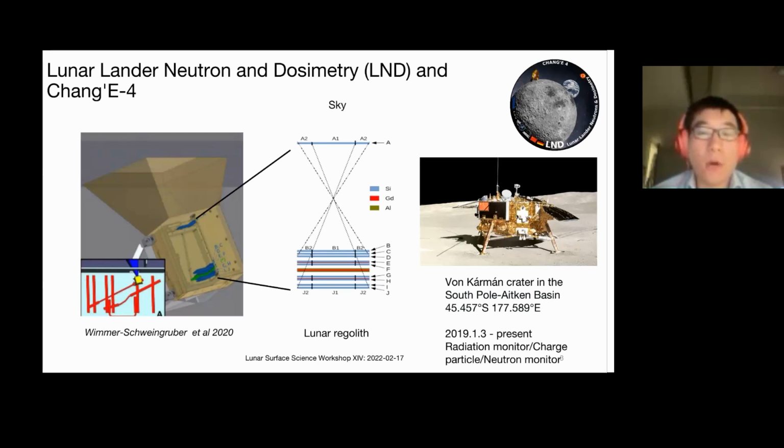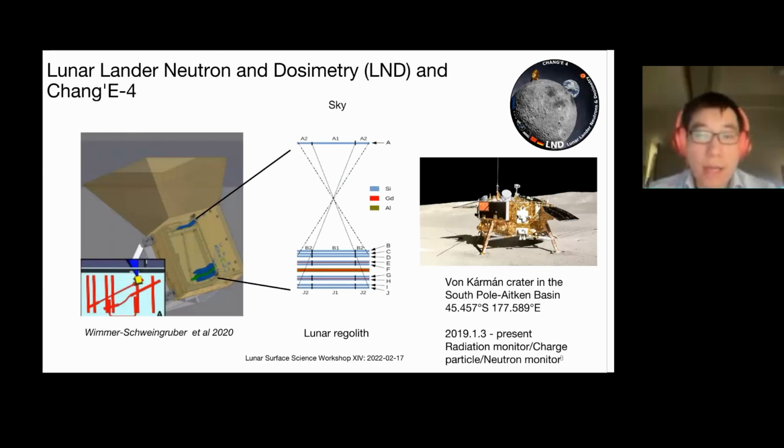Since this instrument is on the lunar far side, where there's daytime and nighttime, during nighttime the instrument is switched off to survive the frozen temperature. So the instrument only works during the lunar daytime, which means for one Earth month, there are only about 13 days that it's working on the lunar far side. The initial idea of this instrument is a radiation monitor, but it's also a charged particle and neutron monitor.